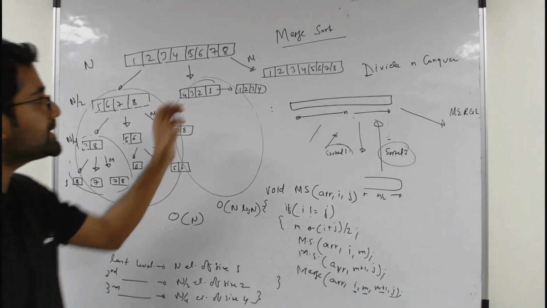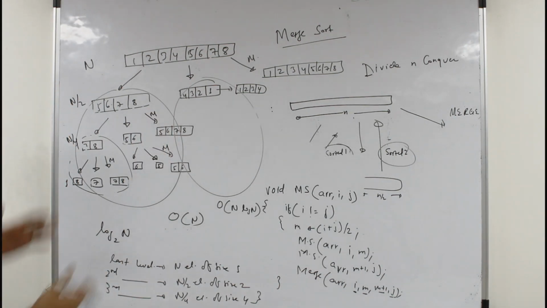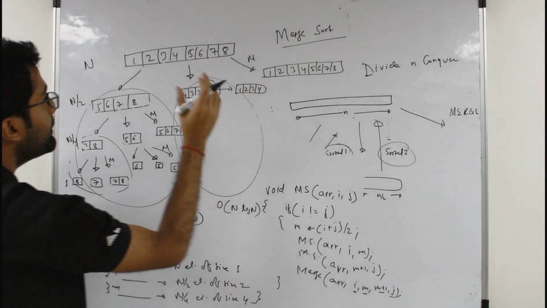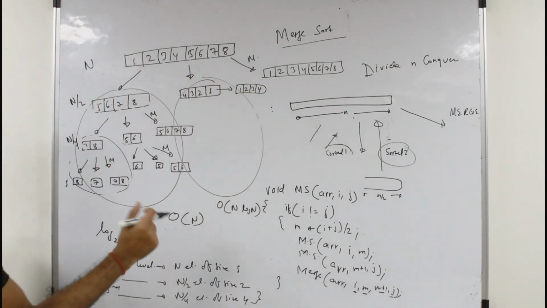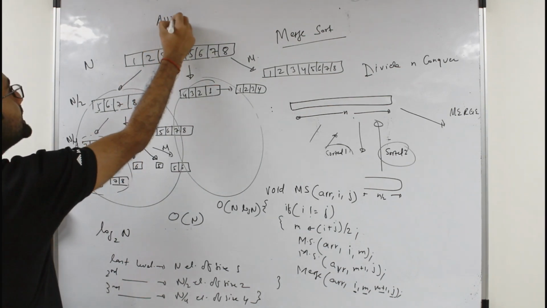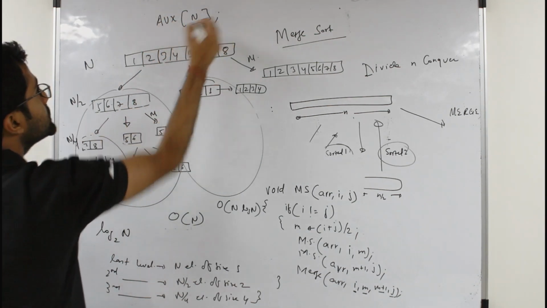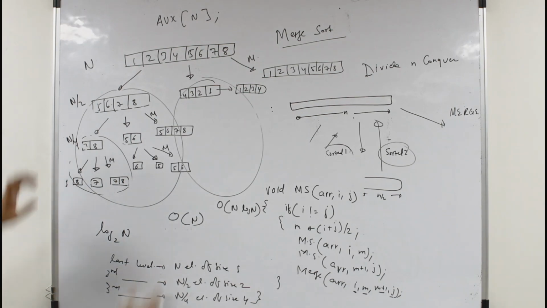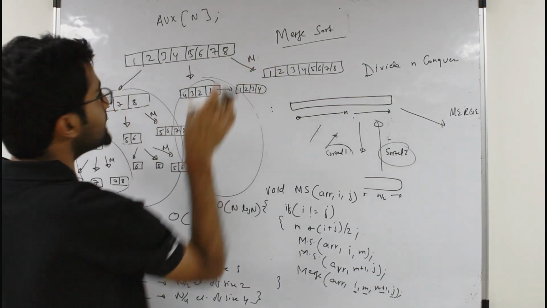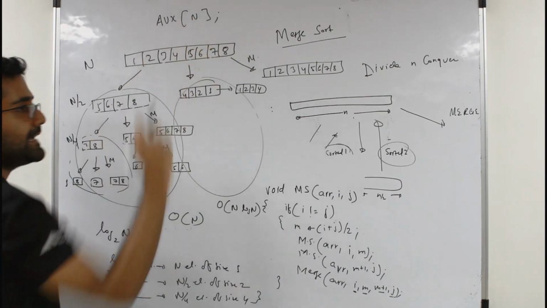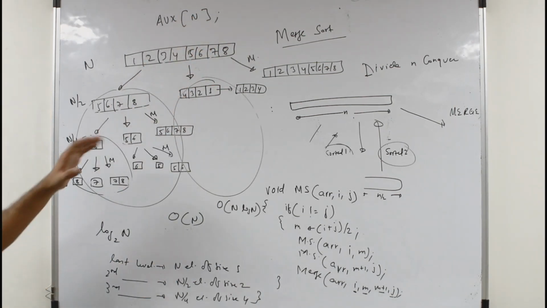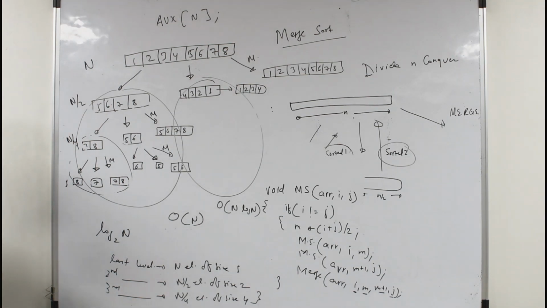Let's also discuss the space complexity. Since I told you I need an auxiliary array to temporarily merge and store the contents, what would be the size of that auxiliary array? That would be aux of size n, because at max there would be 2 subarrays of size n by 2 each. To merge them, I need an auxiliary array of size n. So that's it, that's about the time complexity and the space complexity. I hope you understood it.